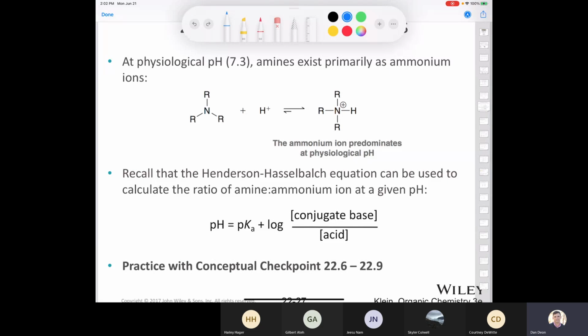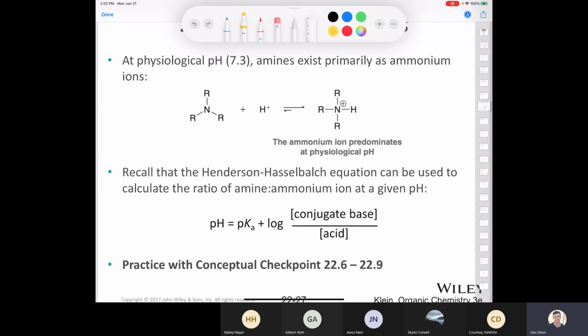Now, we've talked a lot about acid-base chemistry, but we can actually prove using the Henderson-Hasselbalch equation why most amines are going to exist as salts at physiological pH. It says here at physiological pH 7.3, amines exist primarily as ammonium ions. So if you have an amine in your body, since you're at pH 7.3, it's mostly going to exist over here on this side in its protonated form. Why? Because the equilibrium is going to lie to the side of the weaker acid. All right. So for physiological pH, let's say the pH of your body is 7.3, okay?